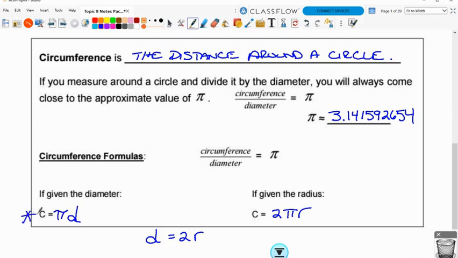So put like a little star next to each one of these formulas. If you know the diameter, use C equals pi d. If you know the radius of the circle and you want to know the circumference, use C equals 2 pi r.